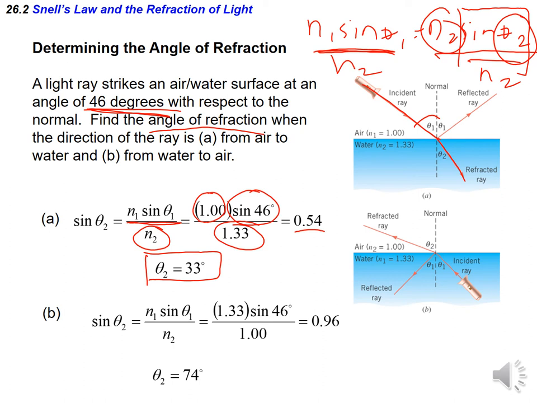For letter B, we just need to change the direction. For letter A, that is from air to water. Now for letter B, that will be from water to air. So the first medium here is water, then the second medium is air.